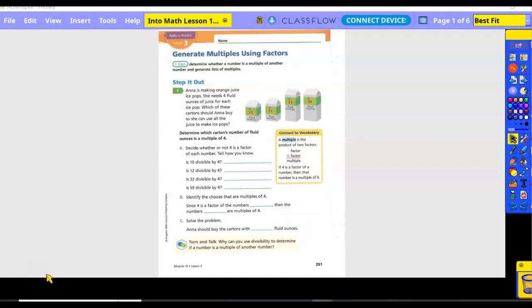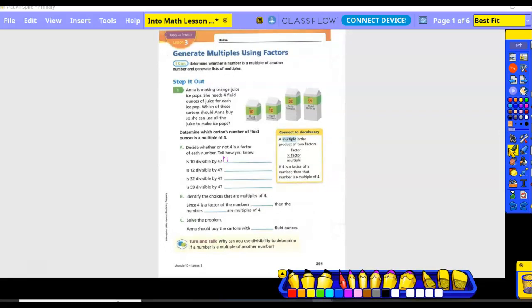Okay, so a multiple is a product of 2 factors, right? We've also said the multiples of 4 are 4, 8, 12, 16, 20. Those are multiples as well. So decide whether or not 4 is a factor of each of the numbers. Tell how you know. Is 10 divisible by 4? Is 10 a multiple of 4? No. And what would you have left over?